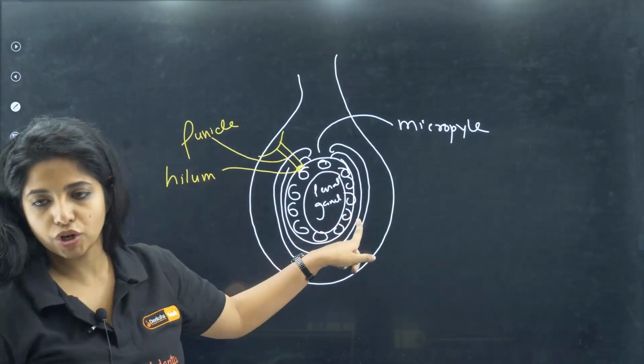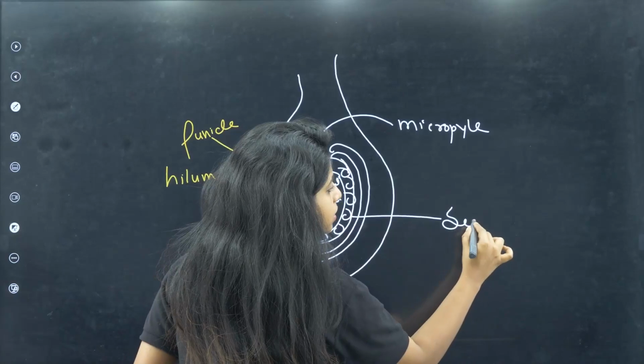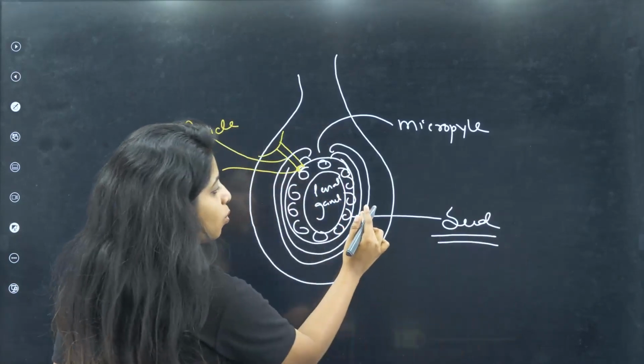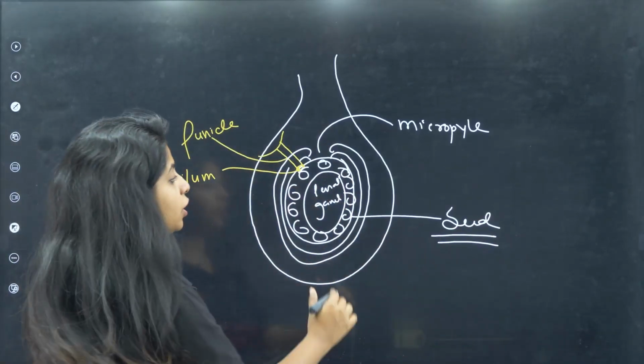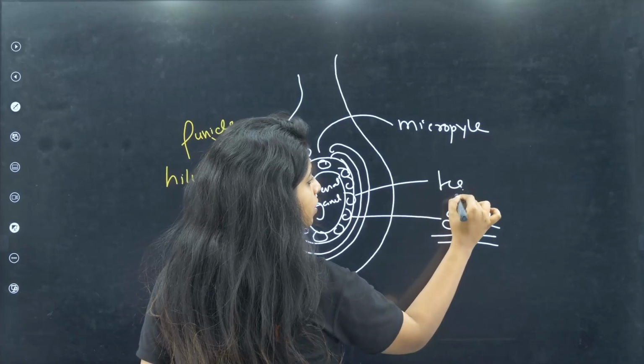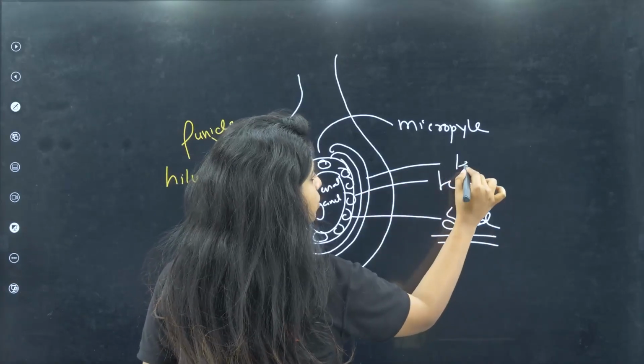This is the structure that is going to become a seed. What happens to the outer and inner integument? The inner integument transforms into tegmen. The outer one transforms into testa.